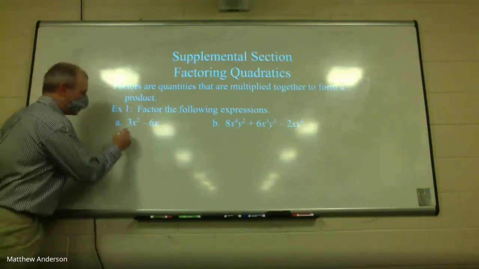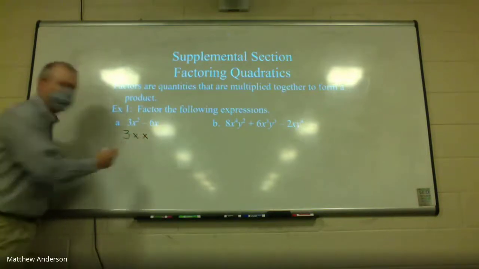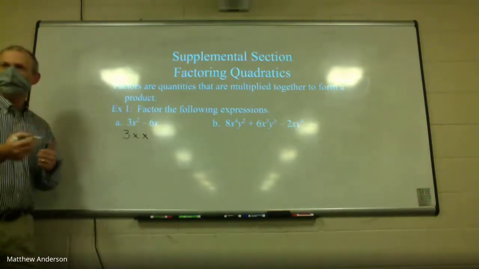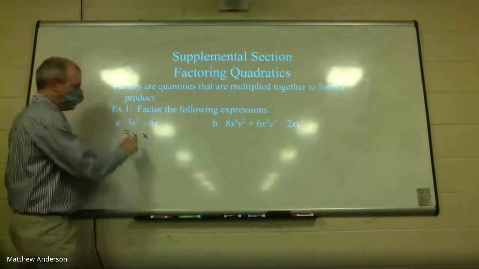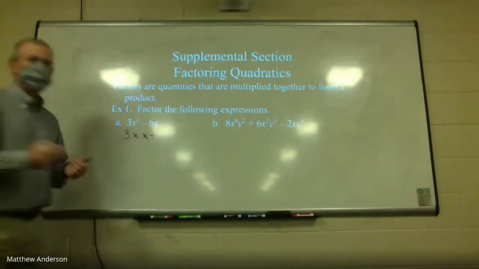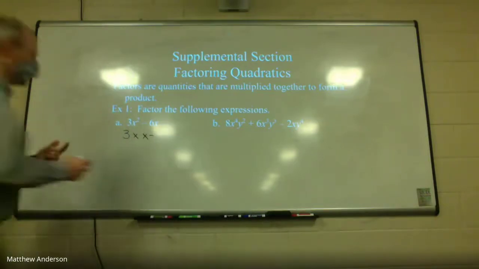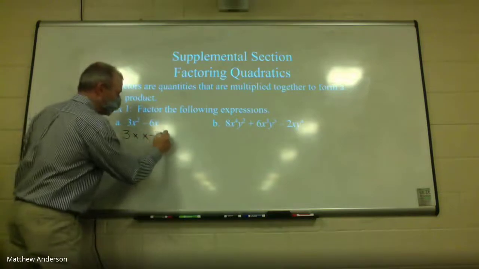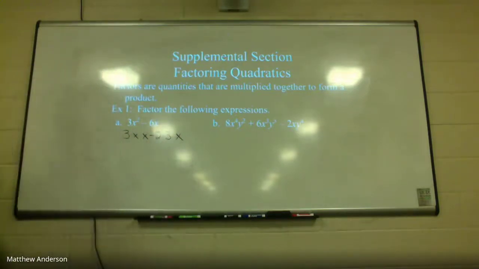3x squared actually means 3 times x times x, right? Does that make sense? That's what 3x squared means. The squared means you multiply it by itself, and it only applies to the x. Minus, and then 6: we just said factors of 6 are 2 and 3, right? So 6 is really 2 times 3, and then we also have that x. So the 3x squared is 3 times x times x, and then the 6x is 2 times 3 times x.